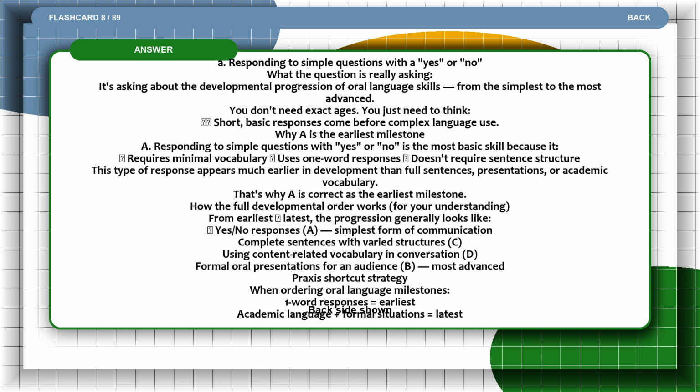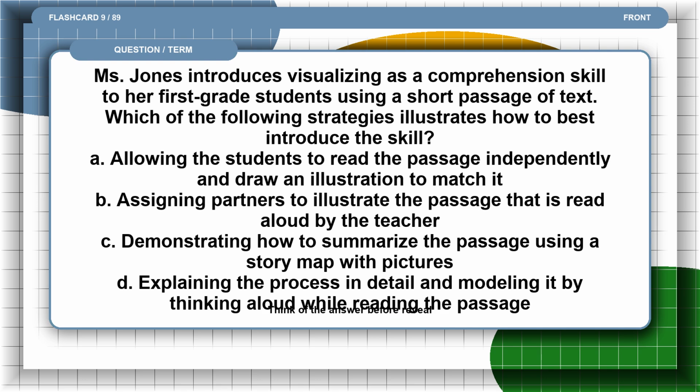How the full developmental order works, from earliest to latest. The progression generally looks like: A. yes/no responses, the simplest form of communication; C. complete sentences with varied structures; D. using content-related vocabulary in conversation; B. formal oral presentations for an audience, the most advanced. Praxis shortcut strategy when ordering oral language milestones: one-word responses equals earliest; academic language plus formal situations equals latest.